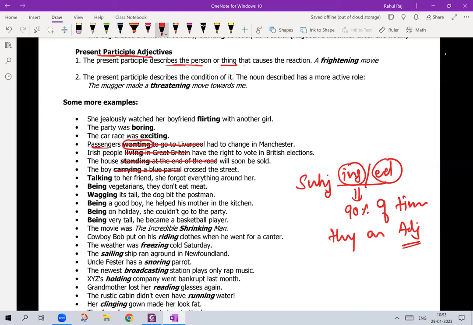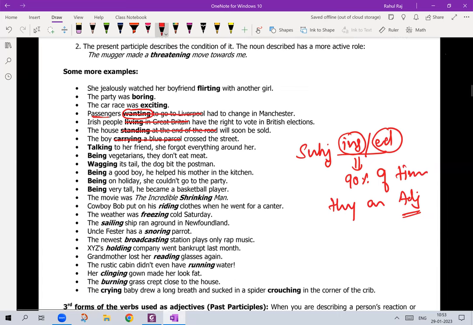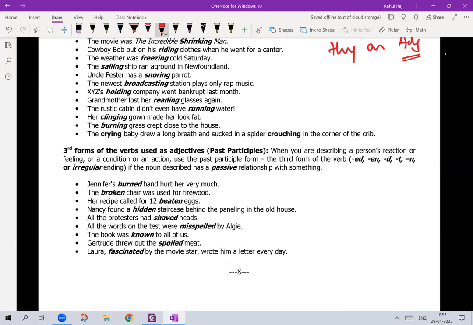I'm just telling you, until we do the questions, the understanding will not come. The ed form, ing form, Harinder, it will be very clear to you right now. Now they are trying to say it is the third form of the verb used as an adjective. They have given you a definition when you describe a person's reactions or feelings. Don't get into definitions at all. You understand this word is an adjective, that is more than sufficient. When I say Jennifer's burned hand, what is burned? Adjective referring to hand. Agreed?